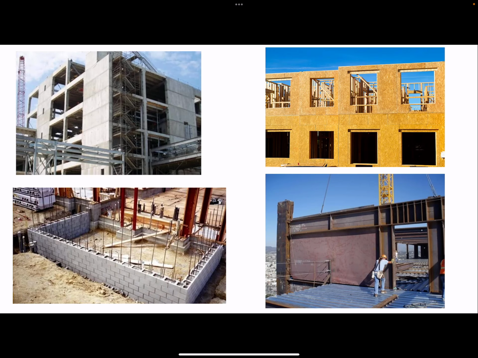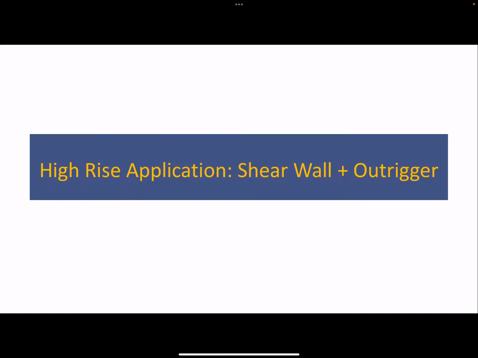So here are a few examples of different materials, right? You've got concrete, wood, masonry, and steel. Shear walls all in this picture.